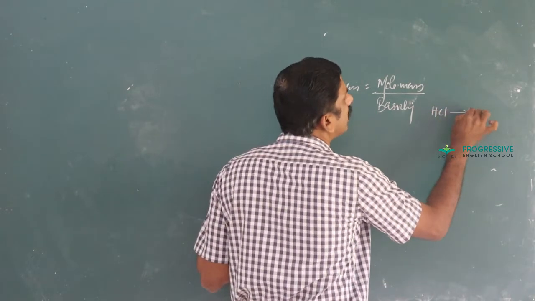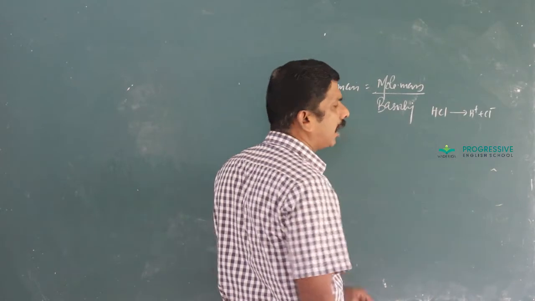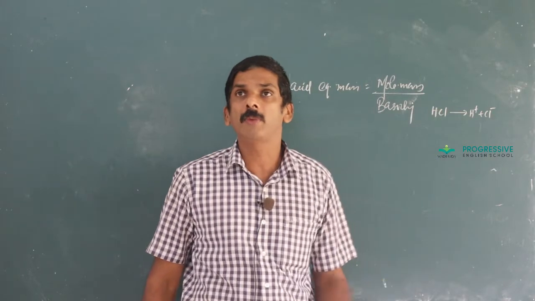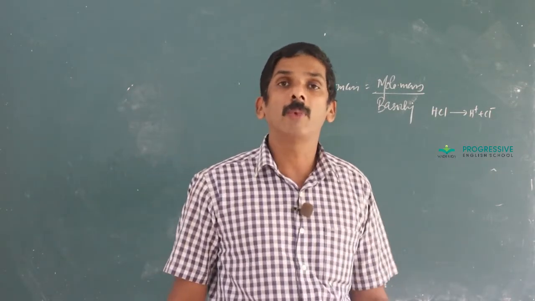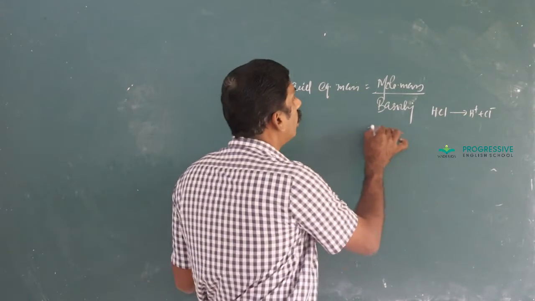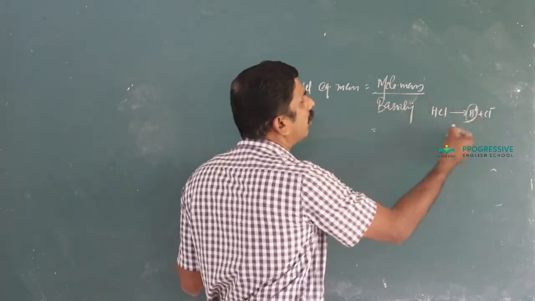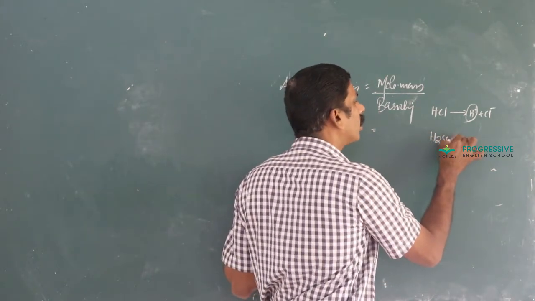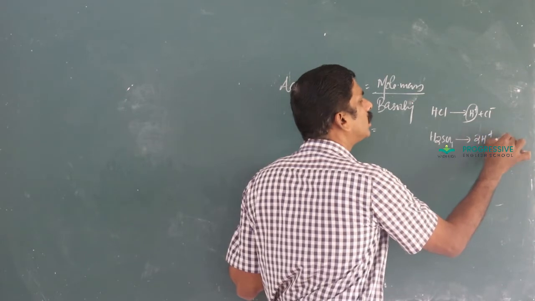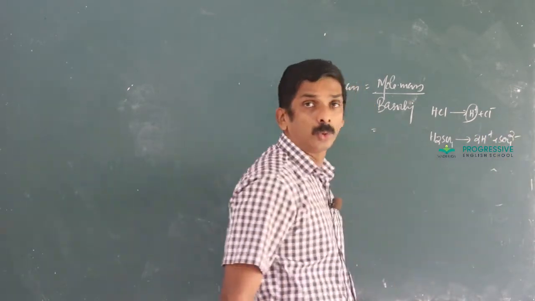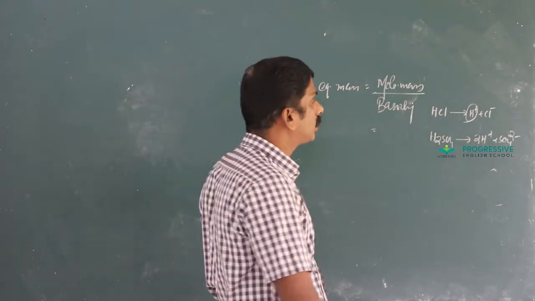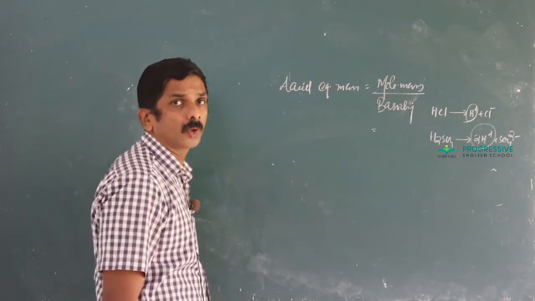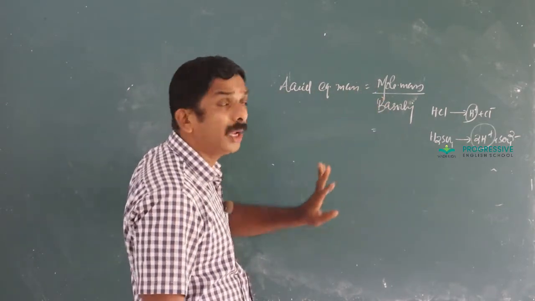For example, HCl gives H+ plus Cl-. Since there is only one replaceable hydrogen atom, equivalent mass equals molecular mass divided by one, the basicity, the number of replaceable hydrogen atoms. On the other hand, sulfuric acid H2SO4 gives 2H+ plus SO4 2-. It is a dibasic acid. That is the equivalent mass of an acid.